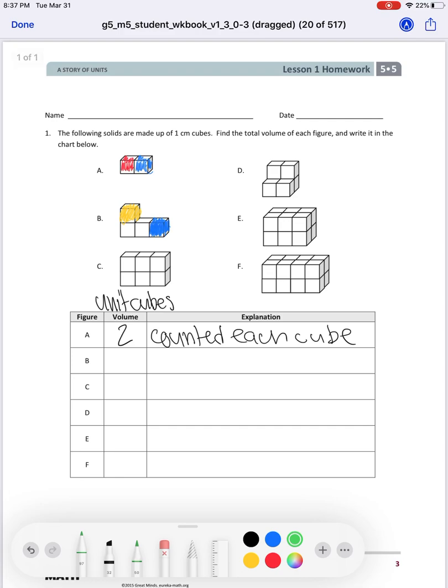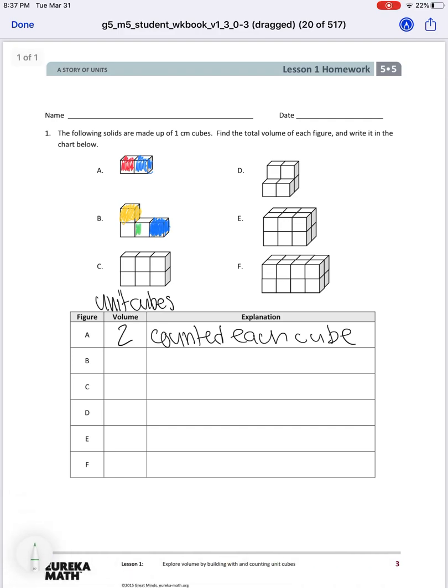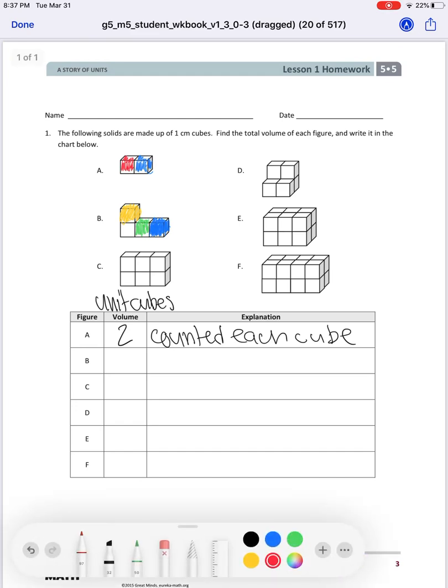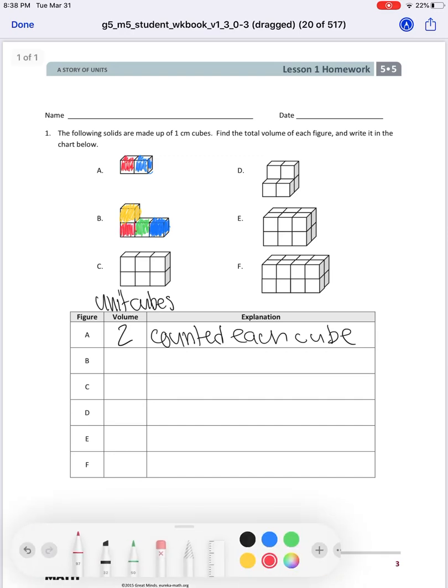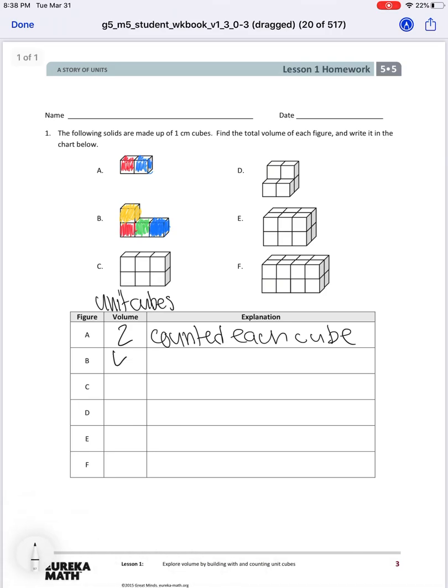Let's do some green here. Here I have the front of a cube, and I have the top of that cube. Let's do our last one in red. So on this rectangular prism, or Tetris cube, we have 4 cubic units, or 4 unit cubes, because these are unit cubes. And we, again, just counted each cube.